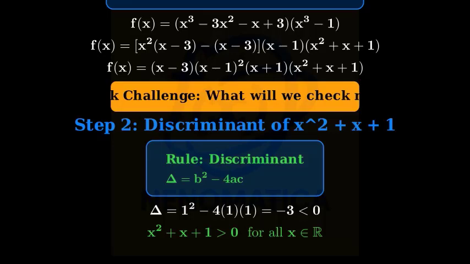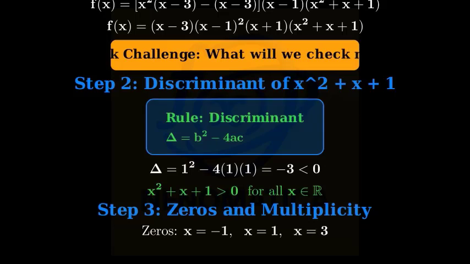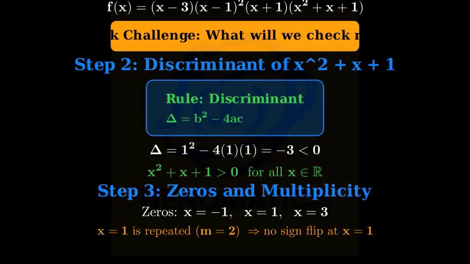Step 3. Find the real zeros and multiplicities. From the factorization, the zeros are x equals negative 1, x equals 1, and x equals 3. Note that x equals 1 comes from the squared factor, so it is a repeated root of multiplicity 2. Repeated even multiplicity means the sign does not flip at x equals 1.